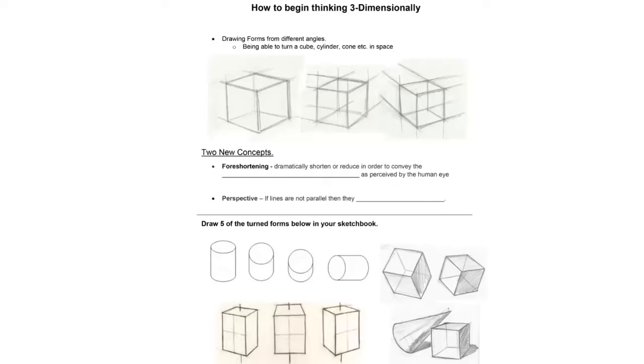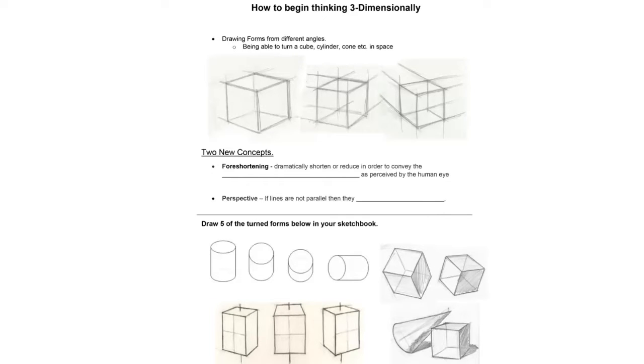Like I said, this is about drawing forms from different angles, being able to turn a cube, a cylinder, a cone into space. So far, when we learned how to draw a form, I gave you one basic form. You just draw a perfect square, and then you draw parallel lines coming off of that square in every direction. You make sure that every line is parallel to its opposite angle, and that's how you make a cube. Then we talked about how to make cylinders with ellipses, and how to make those ellipses look three-dimensional.